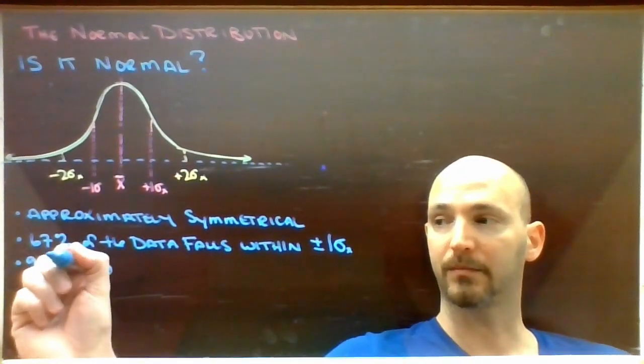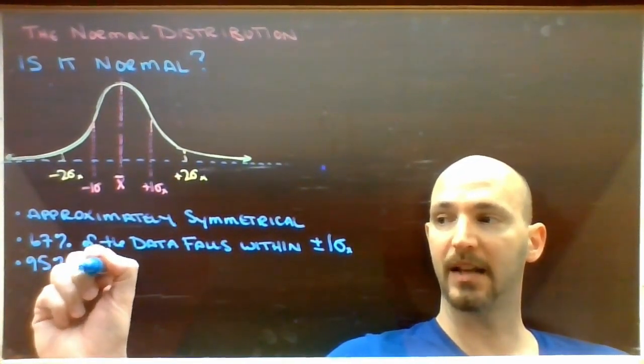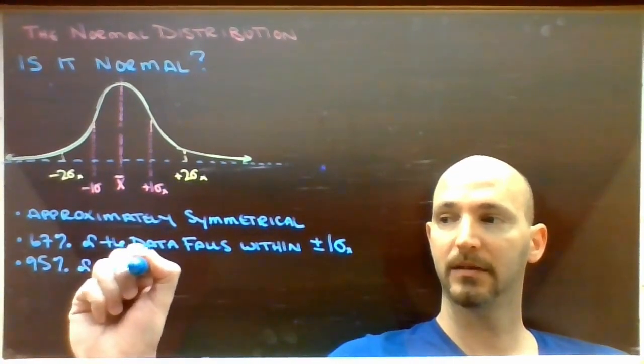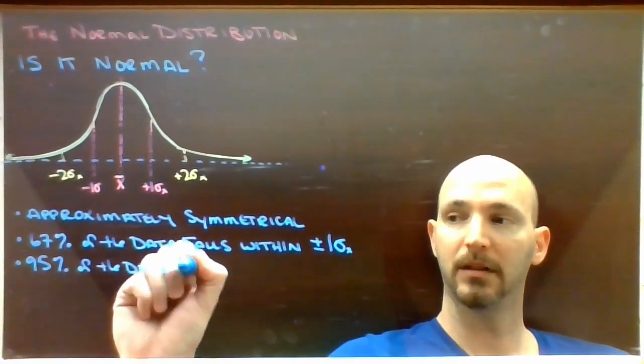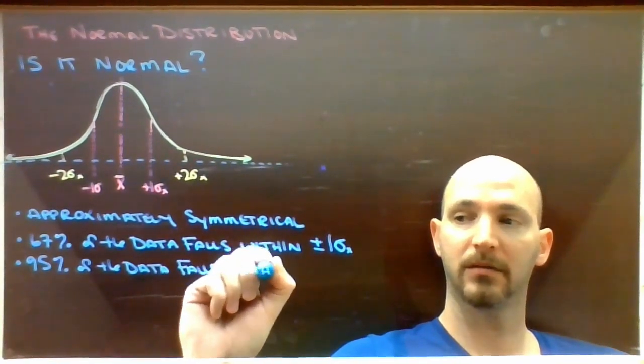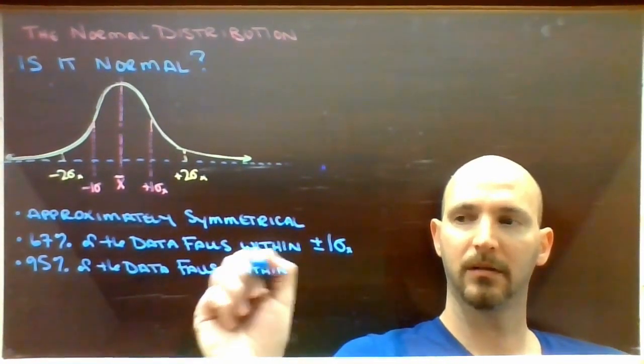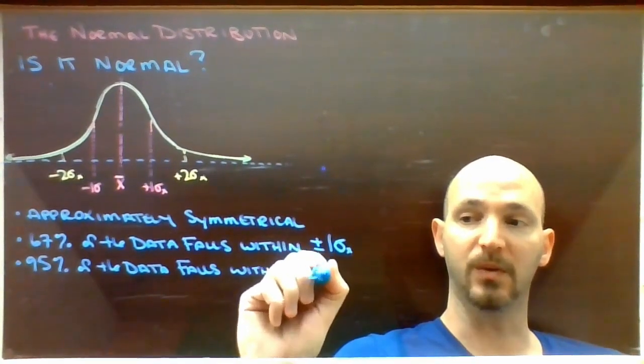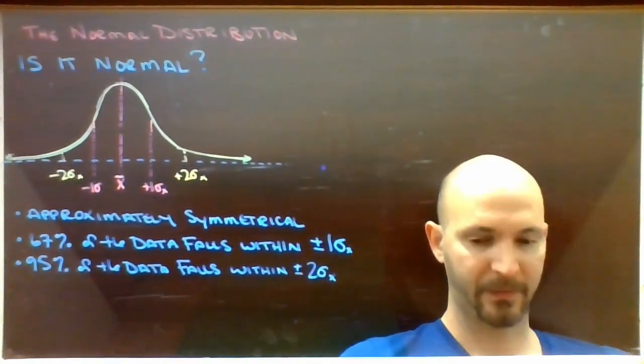So 95% of the data falls within plus or minus 2 standard deviations.